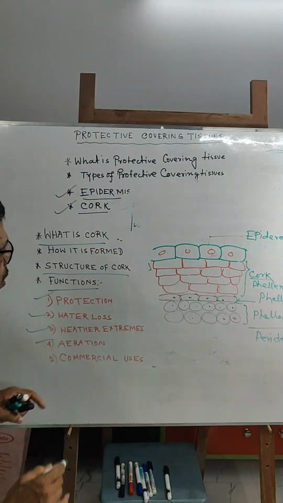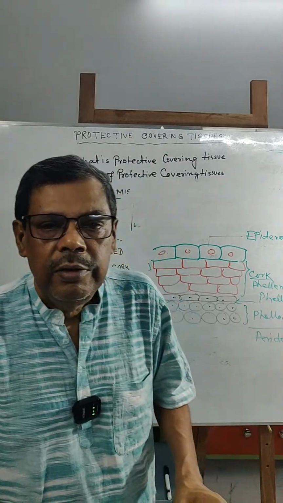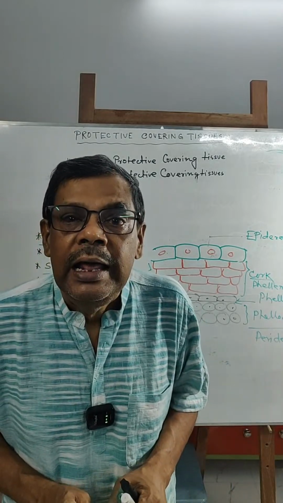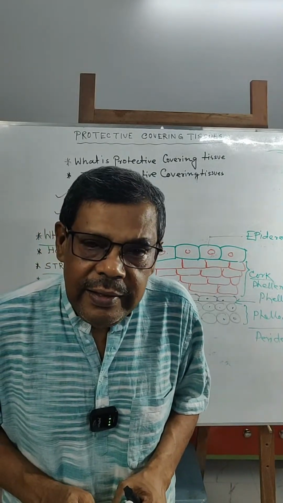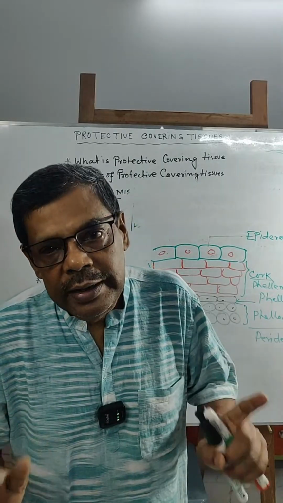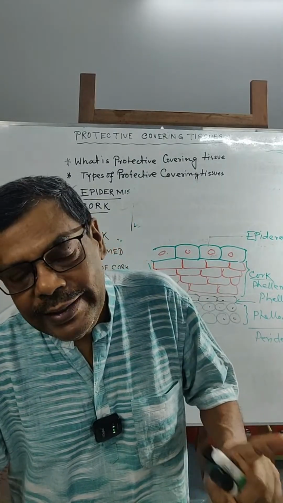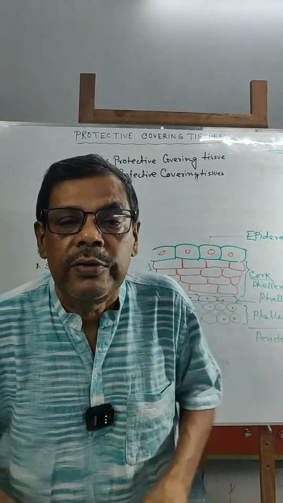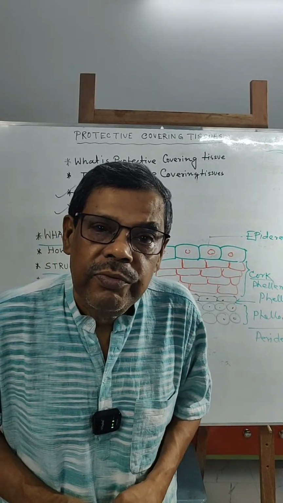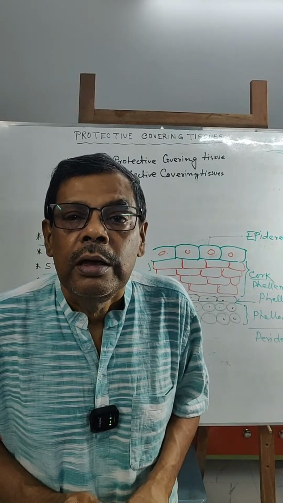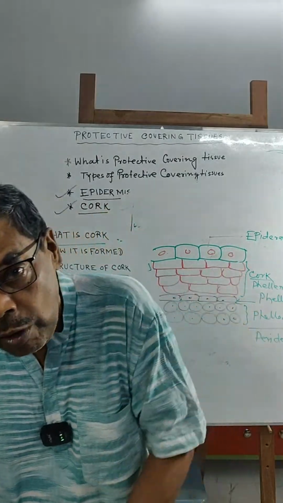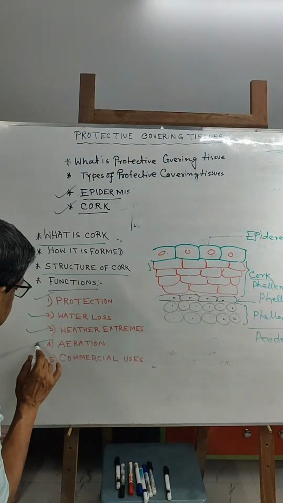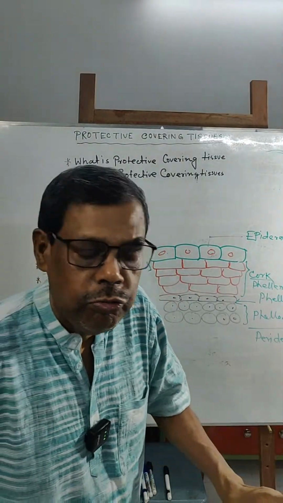Next, aeration. Sometimes there may be found lens-like apertures called lenticels. Through these lenticels gaseous exchange takes place between the underlying tissues and the outward environment. This is called aeration. It gives aeration to the underlying tissues.